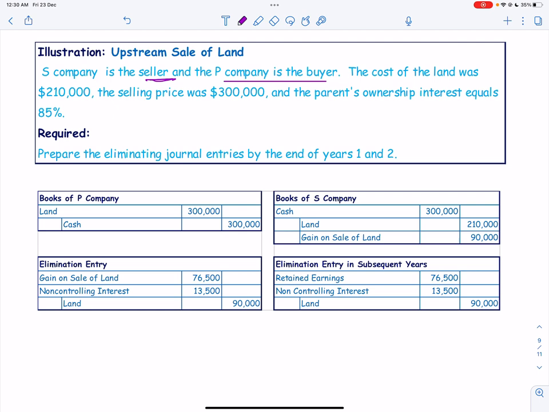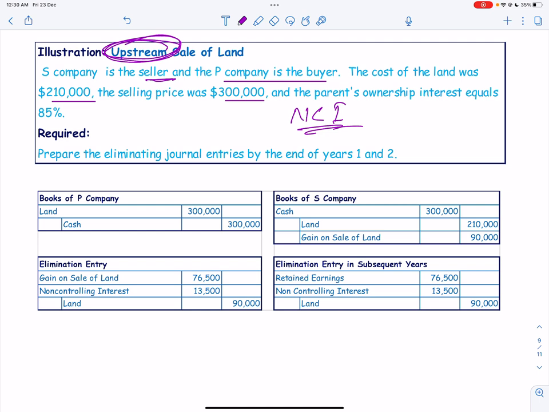The cost of the land was 210,000 as it was in the previous example, and the selling price was 300,000. So you see the numbers have not changed. The difference now is that the subsidiary is selling to the parent company and this is an upstream sale, and when this is an upstream sale, that is when the subsidiary is selling, there is an inclusion of a non-controlling interest.